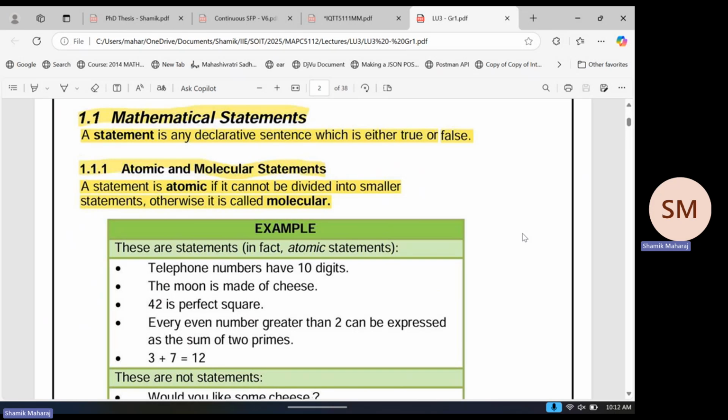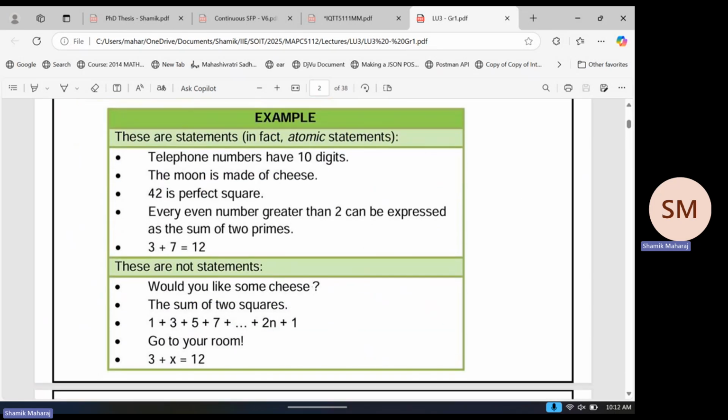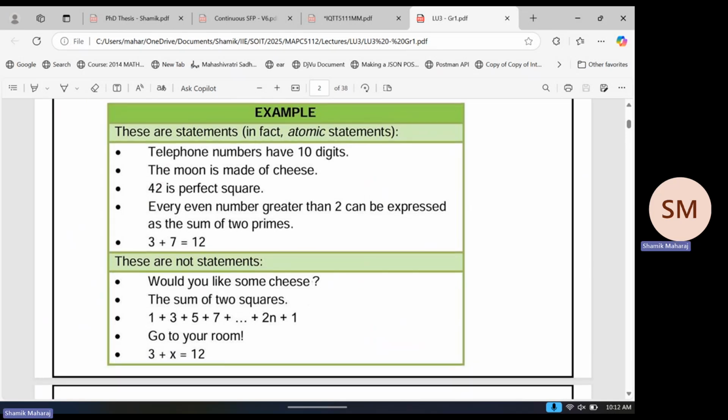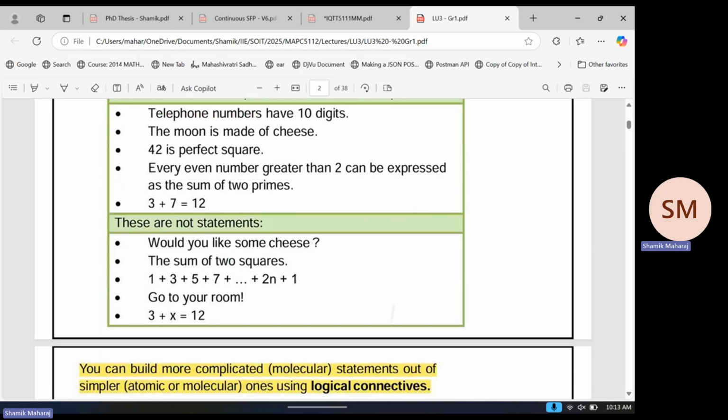Mathematical statements. So a statement in mathematics is anything that declares something. If you declare something, you're making a statement. Like if I say, for example, the sky is blue, I'm making a statement. If I say, the moon is made of cheese, I'm making a statement. Even though it's not a correct statement, it's a statement. Right, so examples here of what statements are and what they are not. So everything up on the top here is a statement. 42 is a perfect square. Think anything where you're declaring something.